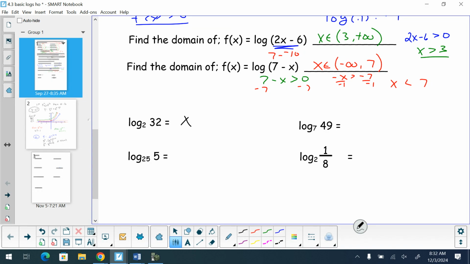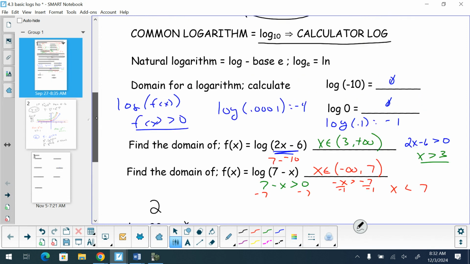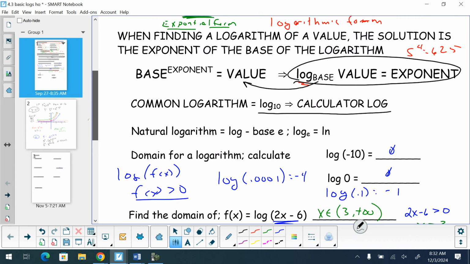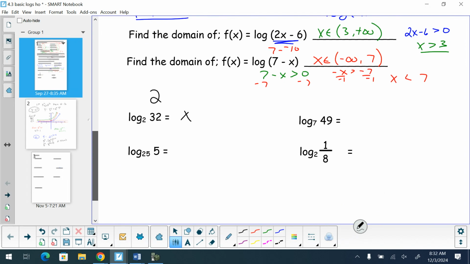What's your base? 2. What's your exponent? We have a log of some value is equal to an exponent. Well, what am I equal to? Log base 2 of 32 is equal to x. What are we equal to? X. And that's equal to what? 32. Now I'm in an exponential form.